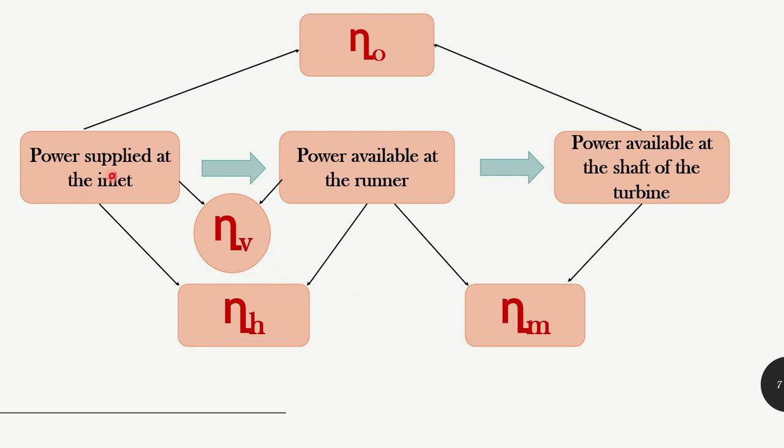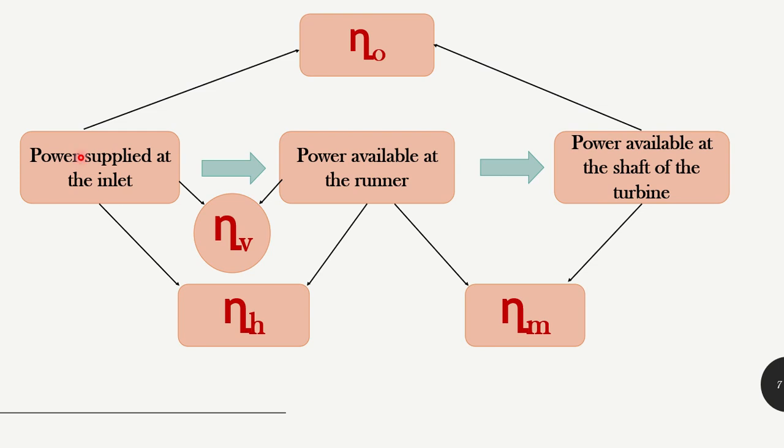See here, power supplied at the inlet means, don't think of something else, power means energy. Energy supplied at the inlet, as I've told you just now. Next, power available at the runner means where the turbine or the runner is rotating. What is the third step? Energy conversion, mechanical energy to electrical energy. That's power available at the shaft of the turbine. So in total we have 3 steps.